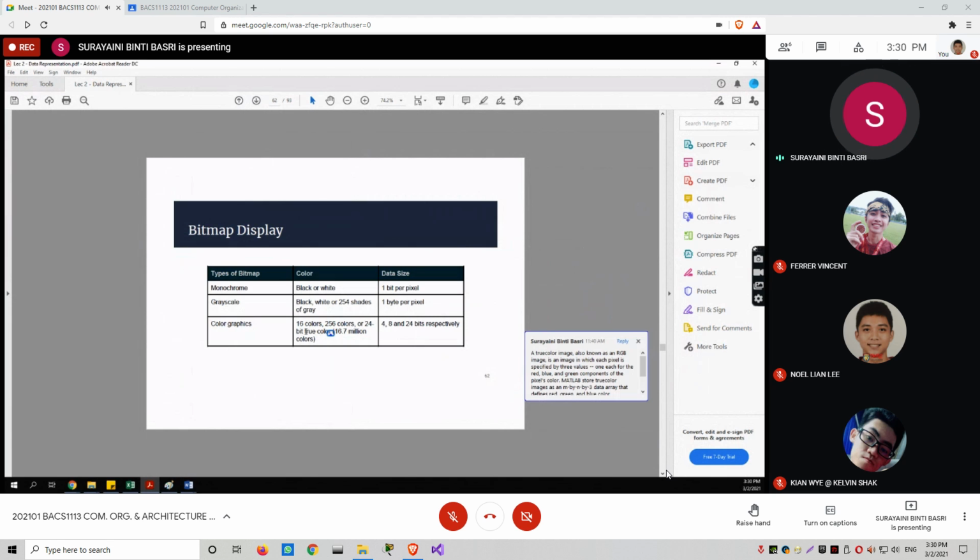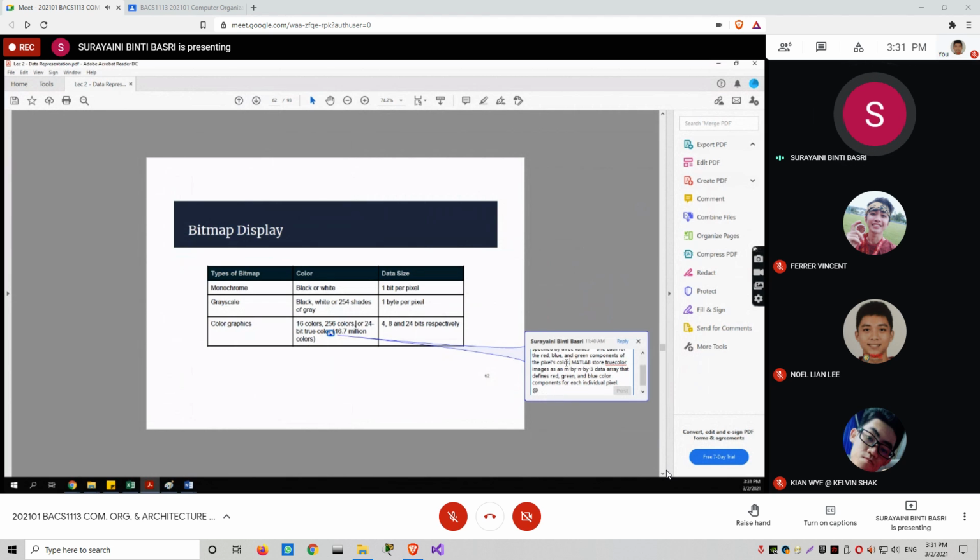So what is the true color? True color is known as RGB. RGB is a red, green, blue image. This RGB is an image in which each pixel is specified by 3 values, one each for the red, green, and blue components of the pixel's color.